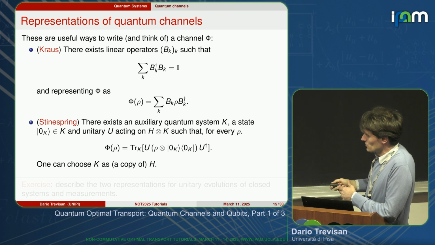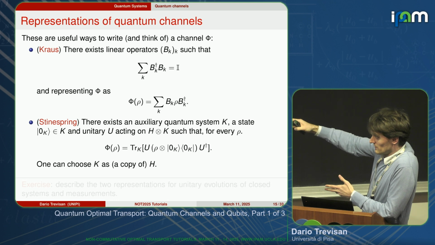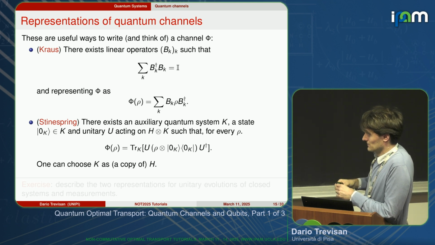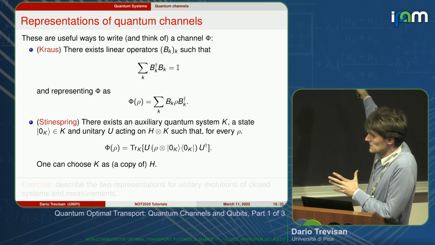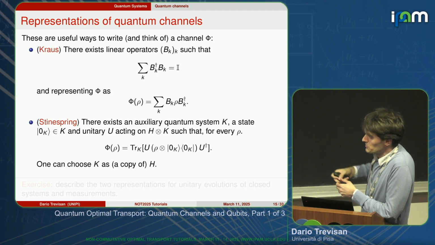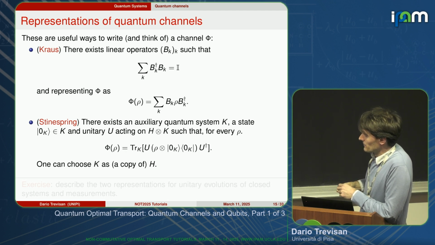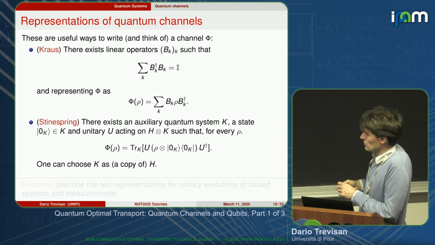Another useful representation, but this is practical. You know that these are maps of this kind, and actually all the channels are of this kind. This is important, not only that these are examples. Similarly, you can also define a channel in the Stinespring dilation description. If I have a channel, I can build an extra quantum system K, a sort of environment, and a state, which you can take, for example, to be a pure state on K. I write 0, but it's just a vector of norm 1.